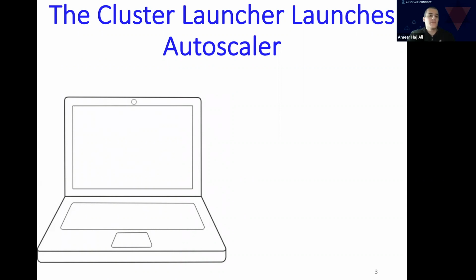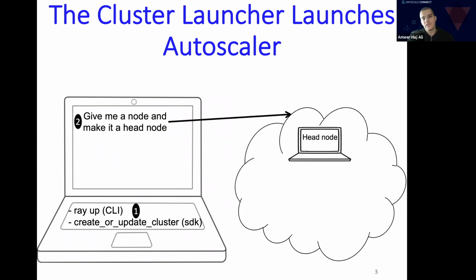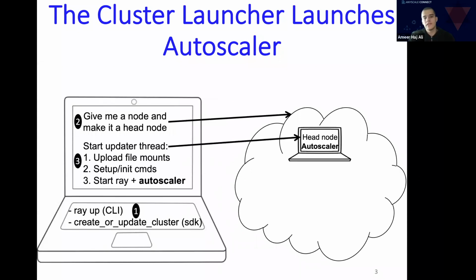So today, what happens when you call Ray up in the CLI, or create or update cluster from the SDK, is that from your laptop there are calls to the cloud provider, for example AWS, that tell it to give you a node, and Ray makes it the head node. On that head node, we upload the file mounts and run the setup and initialization commands of the head node. And then we start Ray and the background process of Autoscaler that runs on the head node.